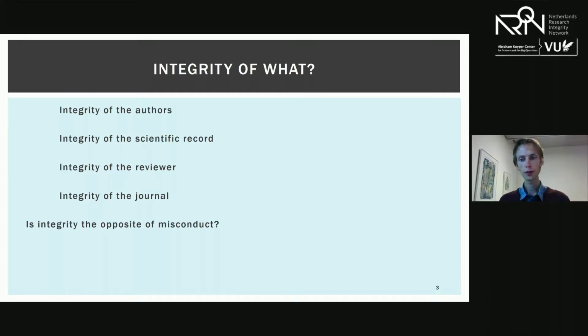But then there's a whole lot of different aspects of science whose integrity might be at stake. We could discuss the integrity of a reviewer. We could discuss the integrity of a journal, for instance when relating to fake journals, predatory journals, or the integrity of the journal staff and editors, etc. And for all these questions, the follow-up question arises of integrity being the opposite of misconduct or not. If we do not behave with misconduct, does that then mean that we have integrity? In my talk today, I'll mainly focus on integrity issues relating to the latter two points here.